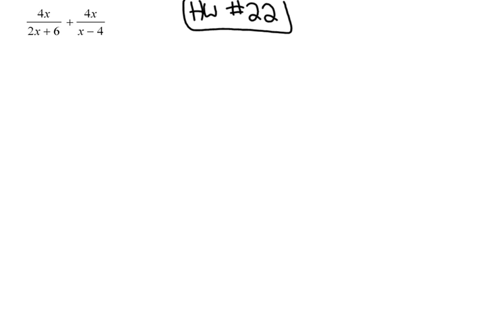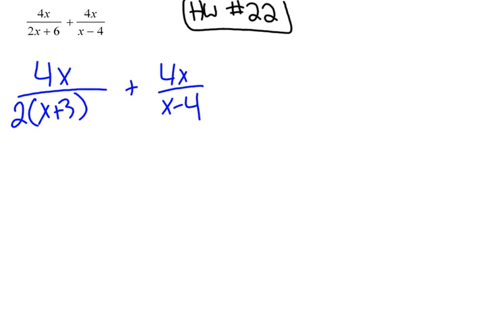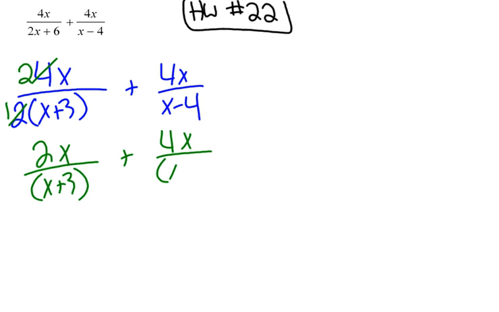Okay, the last problem we're going to go through from last night's homework is number 22. So, nothing we can cancel at this point or simplify. So let's go ahead and factor our denominator from our first fraction. 4x over our GCF of 2 times x plus 3, plus 4x over x minus 4. As you can see, the 4 and the 2 can reduce to 2 over 1. Now our rational expression reads 2x over x plus 3 plus 4x all over x minus 4.